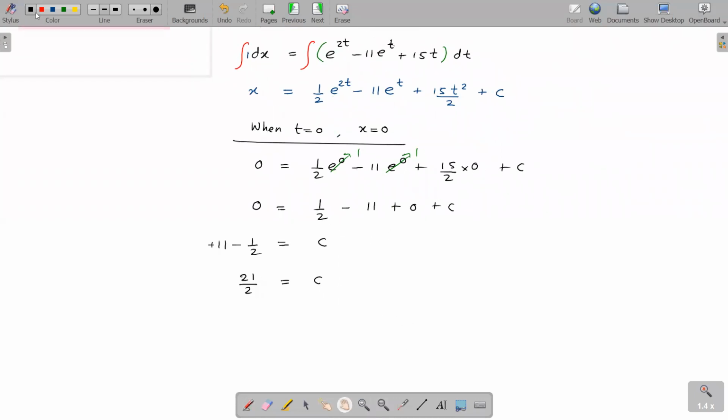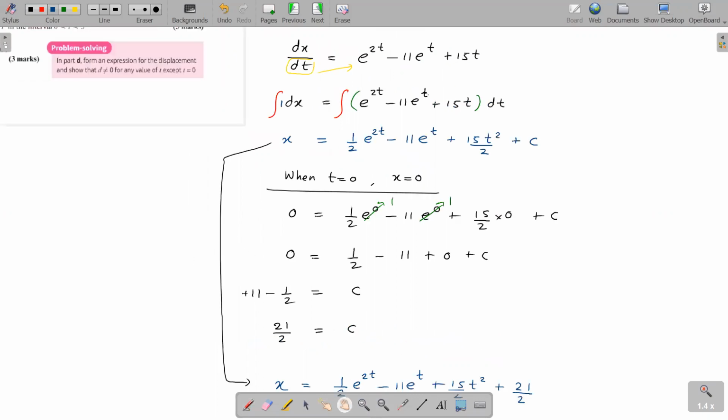And then let's move on and input the values back into this equation again. So we get x equals half e to the power 2t minus 11 e to the power t plus 15 over 2 times t square plus c, which is 21 over 2. Are you with me? Okay, so now I have found the complete equation describing x in terms of t.